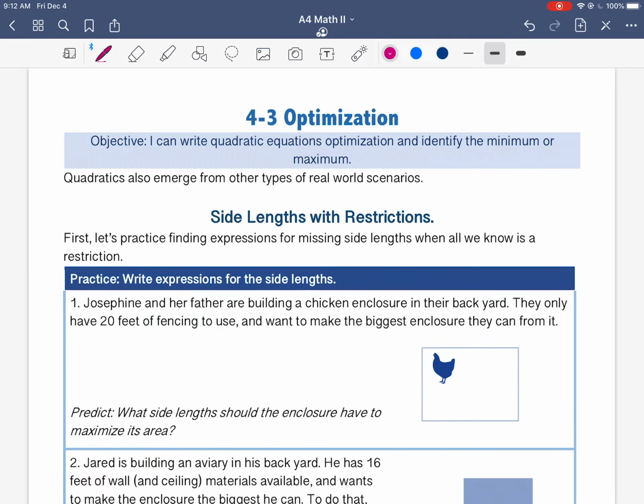Alright, this lesson is about optimization. This is our third application of quadratics. Optimization is just a really fancy word for making the most out of a certain restricted amount of materials. That's a real life situation that comes up in a lot of businesses and in a lot of real life situations. And a lot of times they involve quadratics.